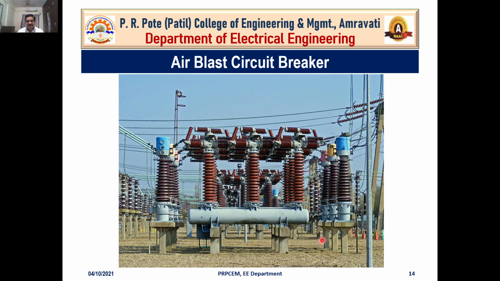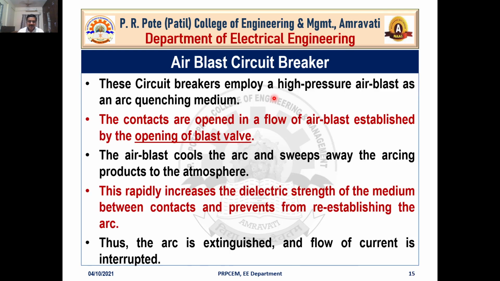Now the next category under this air circuit breaker is the air blast circuit breaker. Today we will just see the constructional arrangement. We will describe the operating principle as well as the constructional operation in the next lecture. But let's see what basically this air blast circuit breaker is. The air blast circuit breaker is also very similar to the air circuit breakers. Here, the arc quenching medium which we use in order to quench the arc is the high pressure air blast. That is the speciality of this air blast circuit breaker.